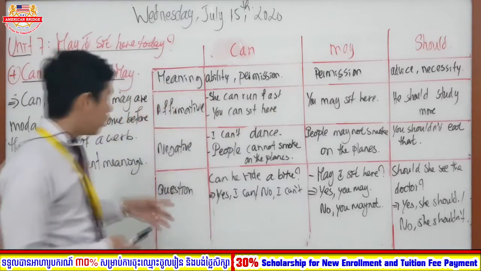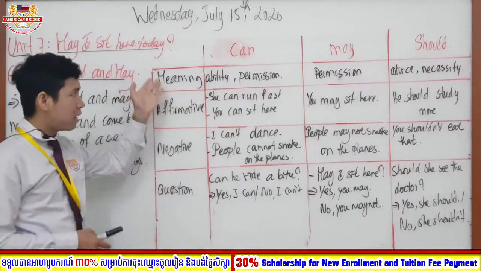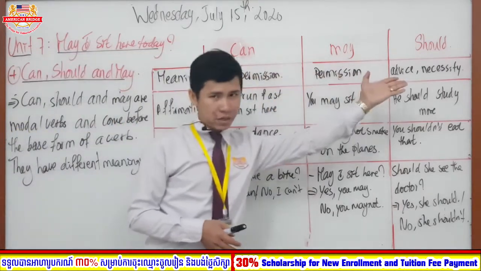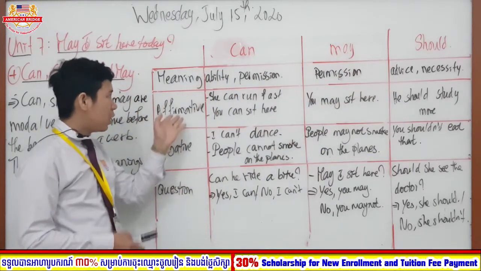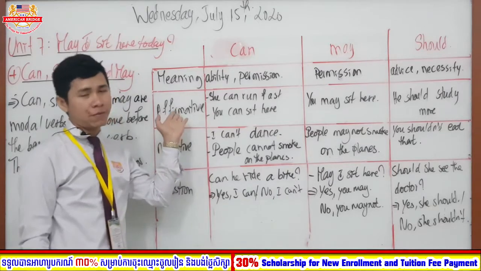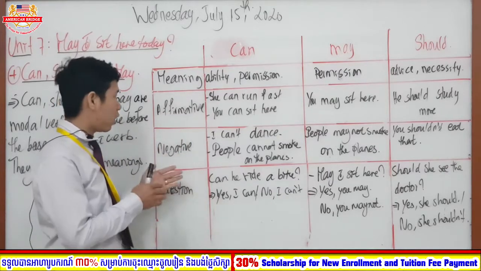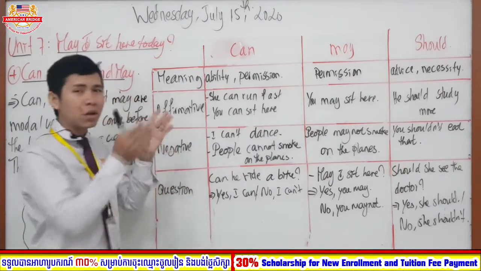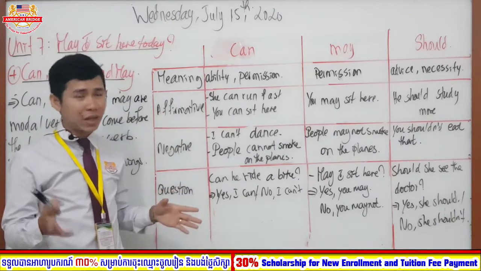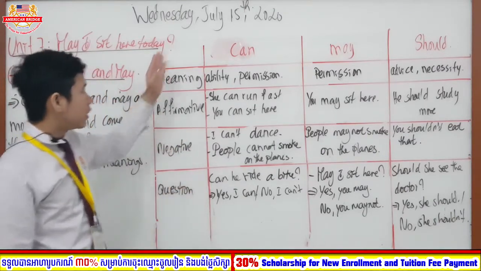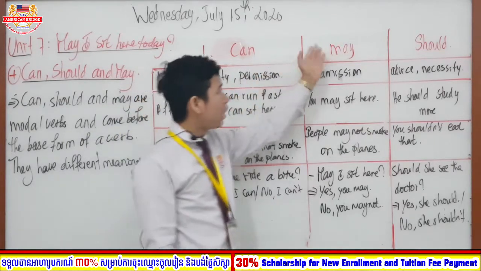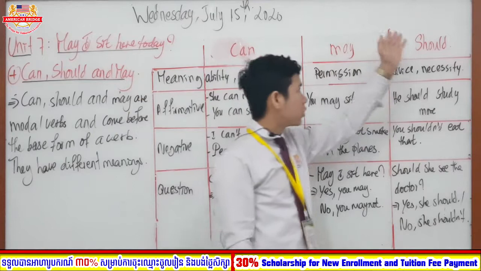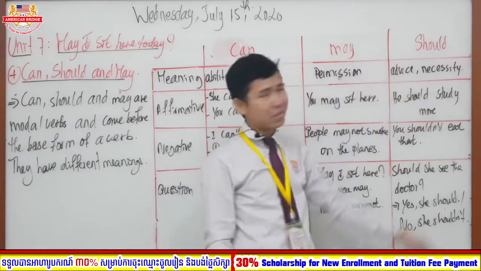Okay, so our meaning here, you can see meaning. These are focusing on meaning, okay? And these are talking about the affirmative, negative, and question. Sometimes you call it positive. It doesn't matter what you want to call it, affirmative or positive. It depends on you, okay? All right, so can is used to talk about ability and permission. May is used to talk about permission. Should is used to talk about advice and necessity.